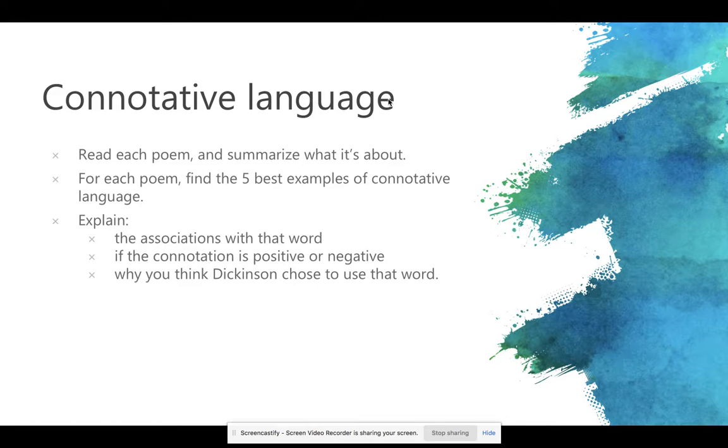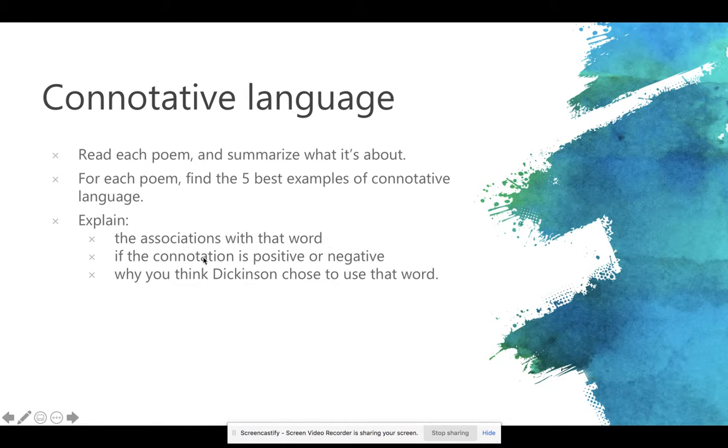So remember, connotative language is a word that brings up a really strong reaction, right? So, for example, the word wild makes us think of something untamed. It might make you think of a wild animal or being out in the wild in the forest. It's not sophisticated, right? So that might be some of the associations that you have with the word wild, which is one of the things I'm going to ask you to describe.